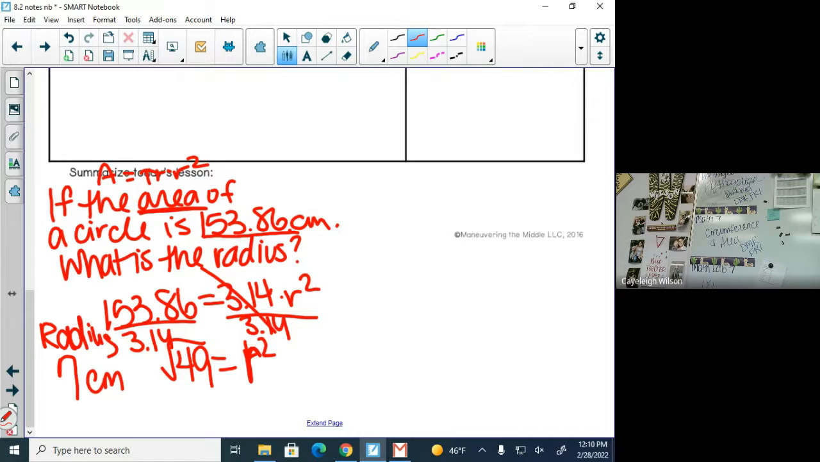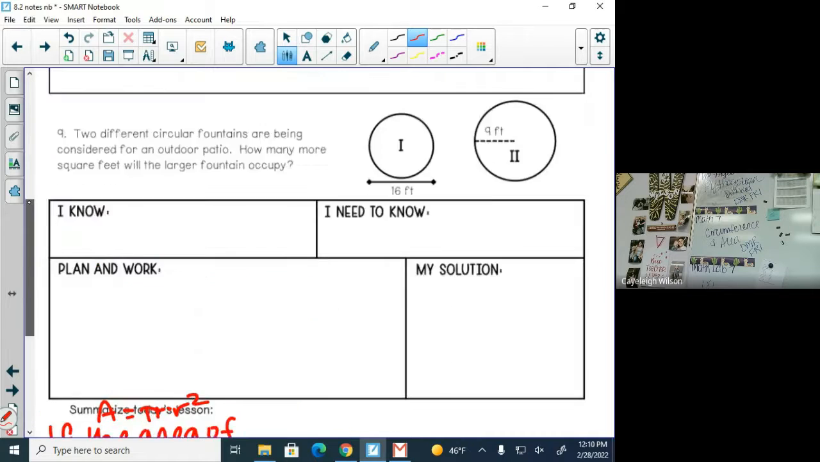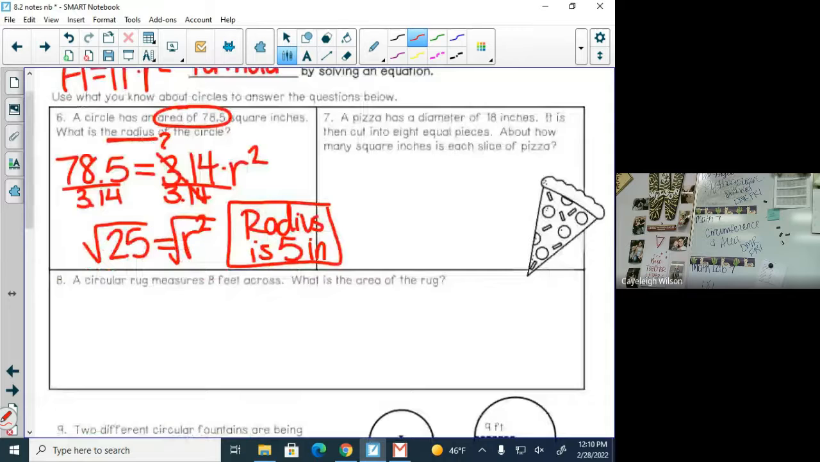All right, we're going to go back up. We've got 3 more to do. So the next problem, number 7, is about pizza. So it says a pizza. What shape is a pizza? Okay, a circle. Here's my pizza. It has a diameter of 18. So always draw a picture if you can.